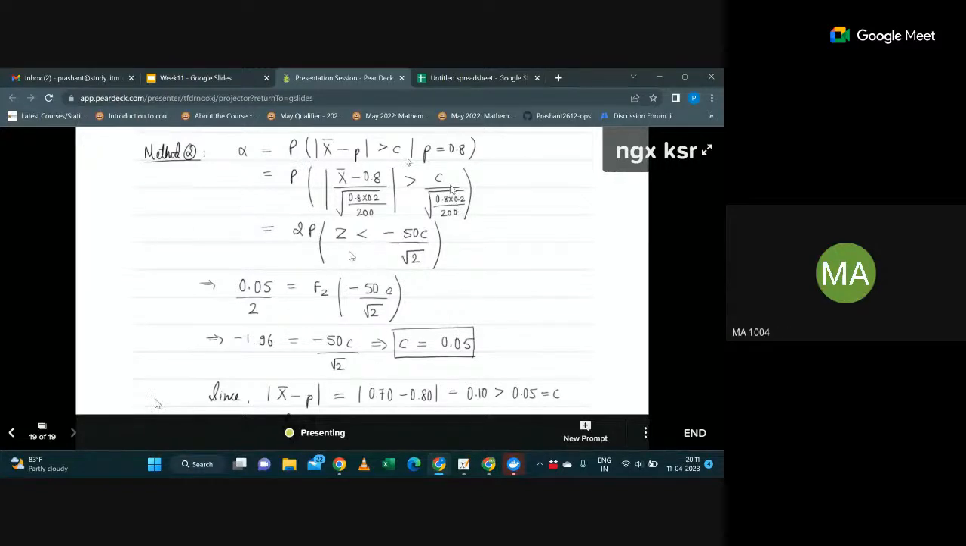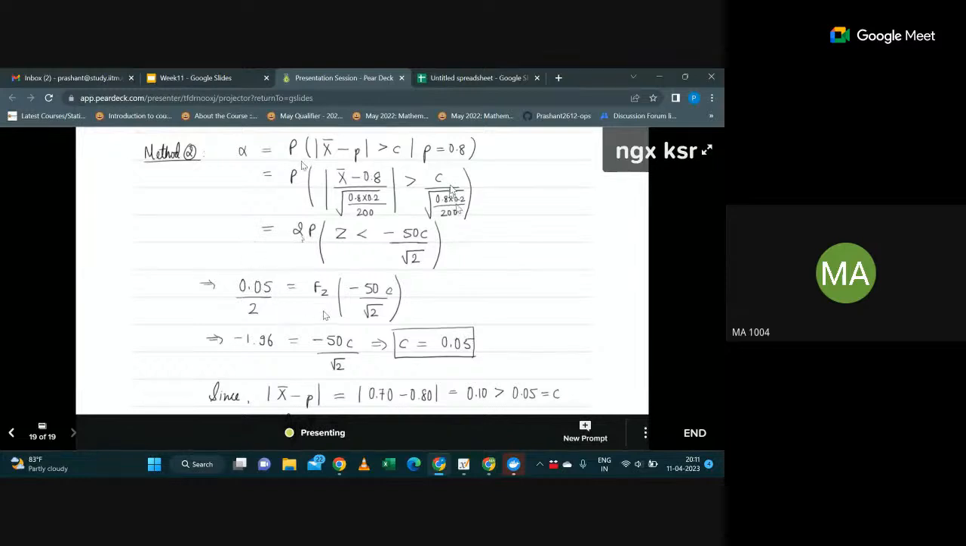So now, if the probability of Z is less than minus 50 times c divided by square root of 2, this is nothing but the CDF. So it will be F(Z) of minus 50 c divided by square root of 2. Here it is 0.05 divided by 2, because if you take this 2 multiplication to the left hand side, it will be 0.05 divided by 2.